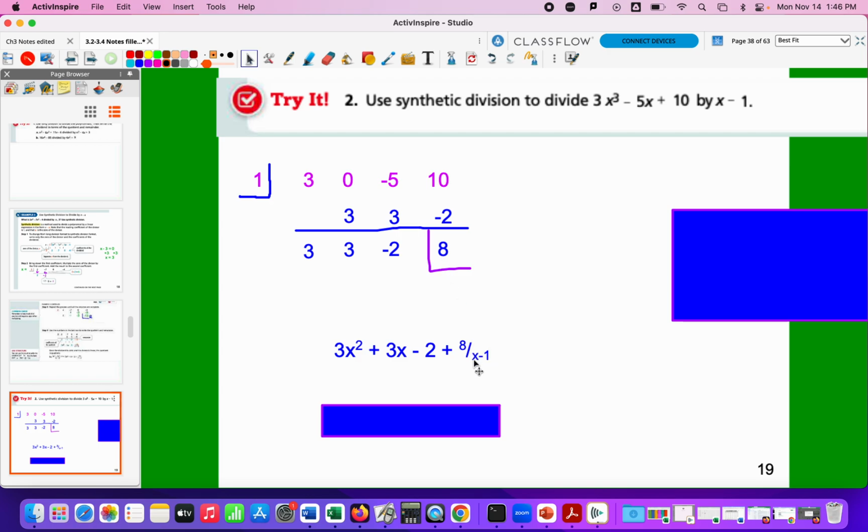I think some people would realize that this is a little bit smoother and faster. This is much easier than having all those variables in place, but some people prefer long division, and that's okay too.